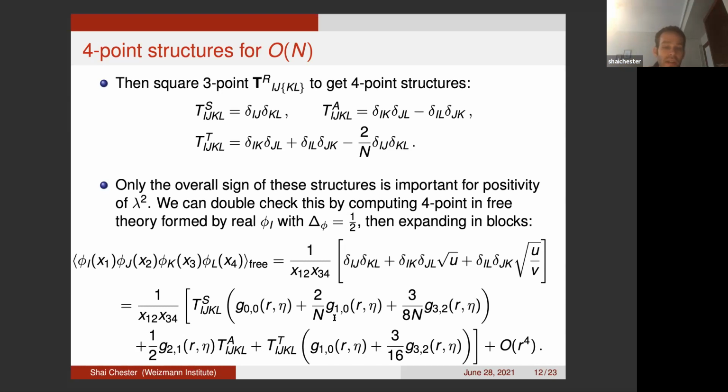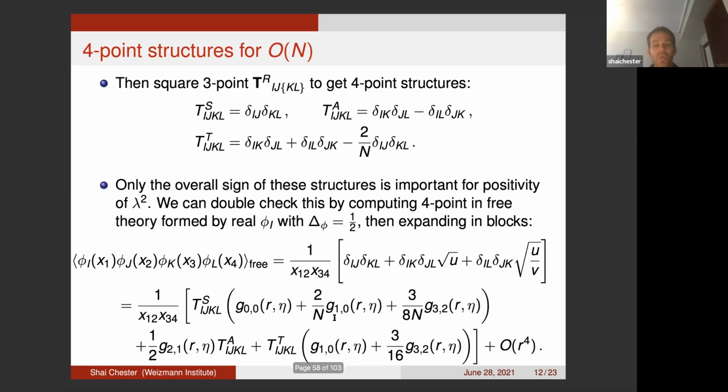This kind of free theory type expansion can also be useful for checking other things, such as if you want to double check the way that OPE coefficients are related to CJ and CT, well, you can just do it in the free theory, and then this will tell you what the explicit relation is. Because that's something that's true in any theory, in particular the free theory.